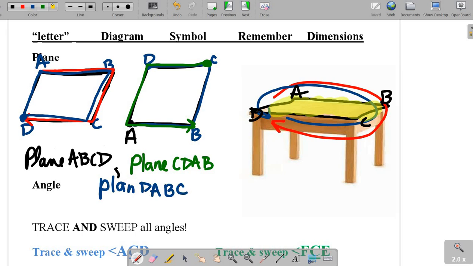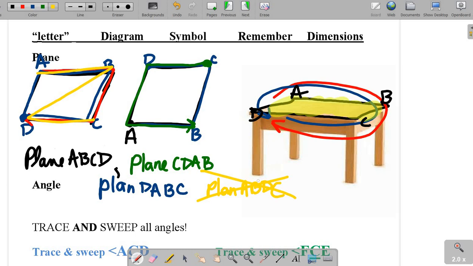What I'm about to show you is incorrect. I'm going to write it down and then we're going to cross it out. What would not be acceptable would be this. Why don't you physically trace with me so you can see what's not acceptable? I cannot call it this. Plane AB, DC. You see what I did there? Plane AB, DC. That's the zigzag. You cannot name using a zigzag, so that would be incorrect.